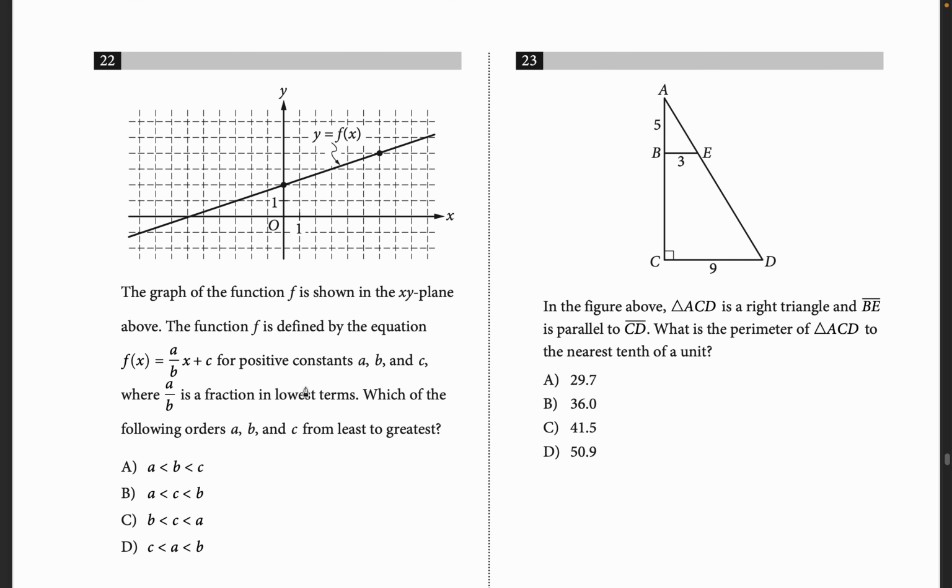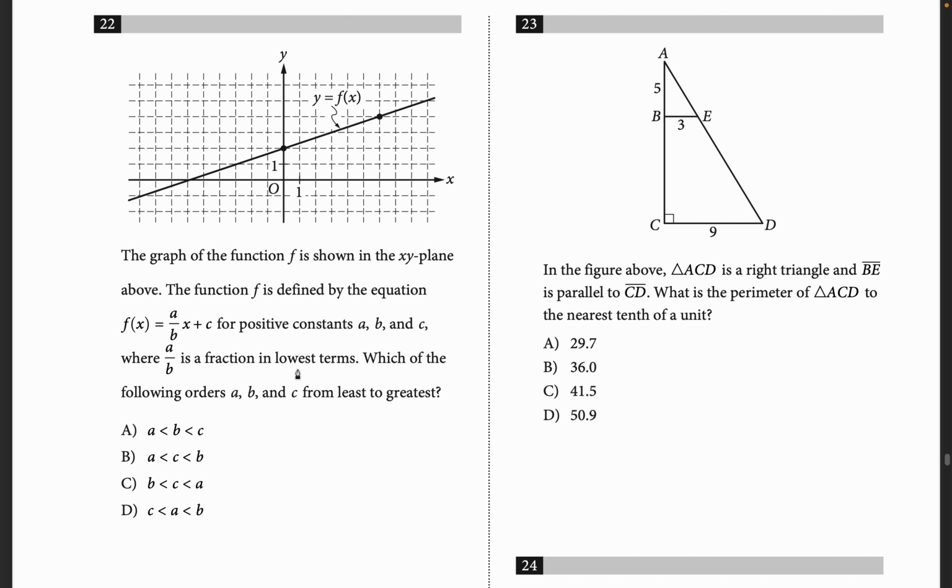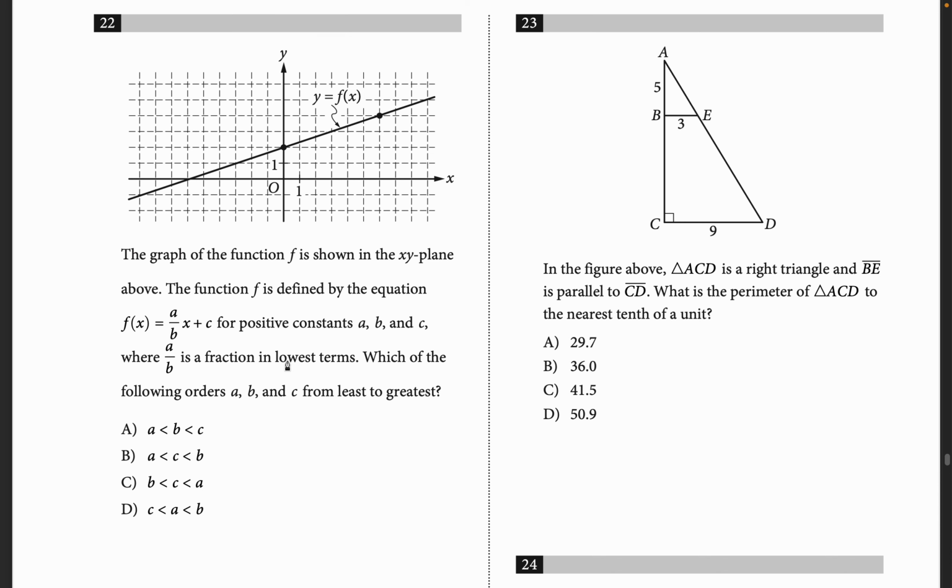Graph of the function f is shown in the xy-plane. The function f is defined as f of x equals a over bx. Okay, so what's the slope here?